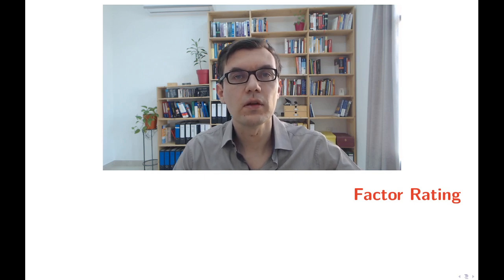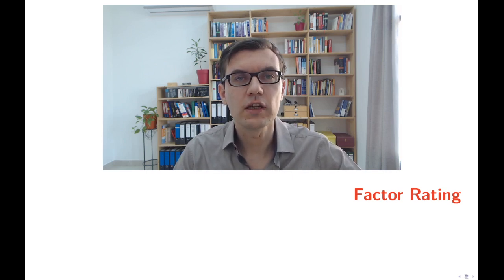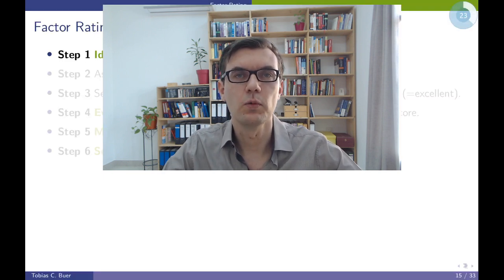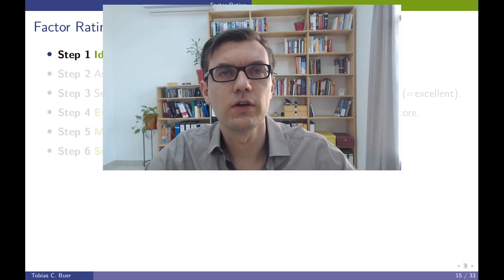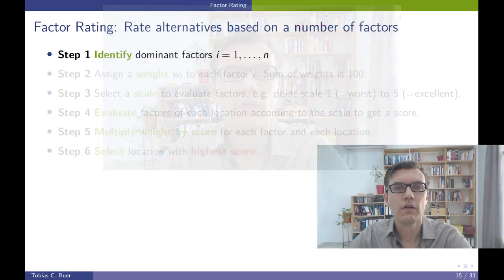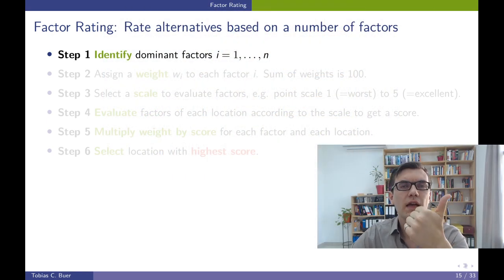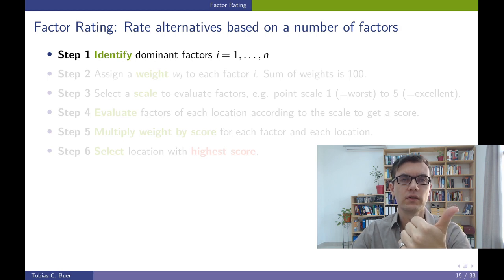The first method that should support us in making a location decision is called the factor rating method. Let's have a look at how it works. We have a 7-step procedure for the factor rating method. First of all, we identify all the relevant factors. We decide which are the important things of our locations.